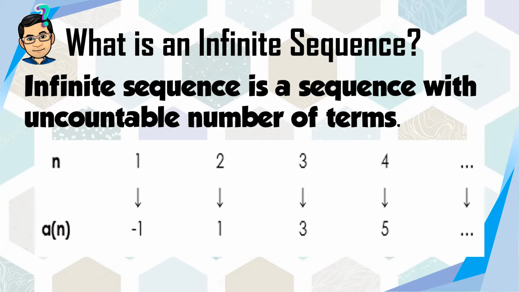Again, paano siya naging infinite sequence? Naging infinite sequence siya because of the 3 consecutive dots written right after the fourth term, which is 5. So kapag ginamit po natin yung 3 consecutive dots na yan, ini-indicate niya na ang sequence ay infinite. So ang tawag po dyan sa math is ellipsis. Once po na nakita yan, ini-indicate po niya na ang sequence ay infinite.